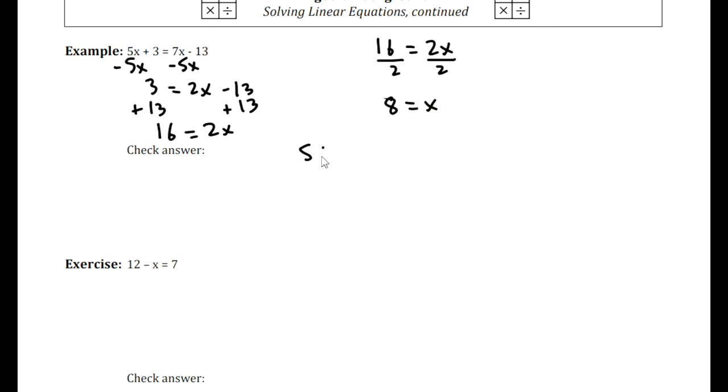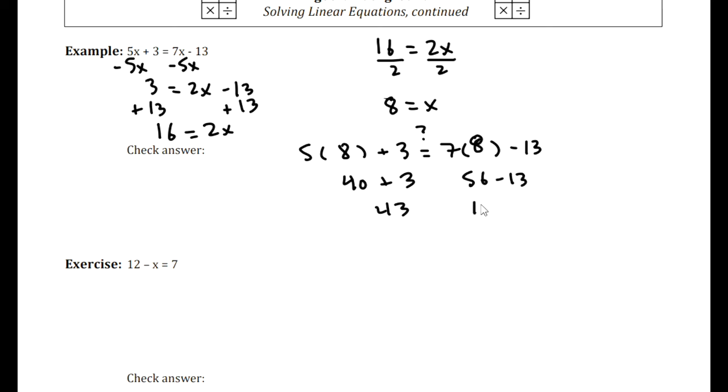Well, we come back to the original equation, and in place of x, we're going to write 8. And we'll check to see if that works. So using PEMDAS on the left, we have 40 plus 3, that's 43. Using PEMDAS on the right, we have 56 minus 13. That is also 43. So we have 43 equaling 43. We have checked out our answer here. It is 8.